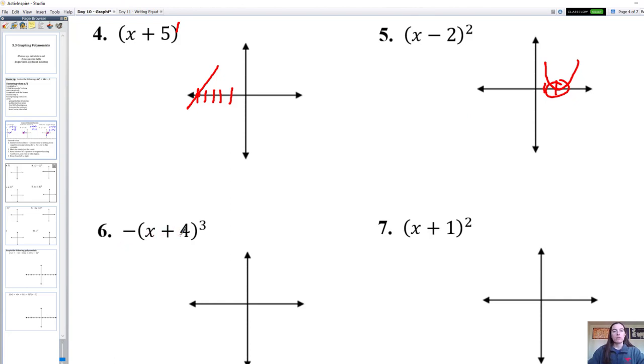Now we have x plus 4 cubed with a negative out front. X plus 4 equal to 0 gets me at negative 4. Since it's a triple root, I'm going to put a triangle around it, so I remember I'm going to get really close to it, flatline a little bit, and then keep going in the opposite direction. Number 7, we have x plus 1 squared, so at negative 1, there's our root. Since it's squared, I'm going to put a circle so that I remember I need to bounce off of it and then keep going up.